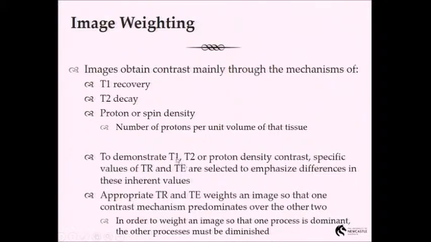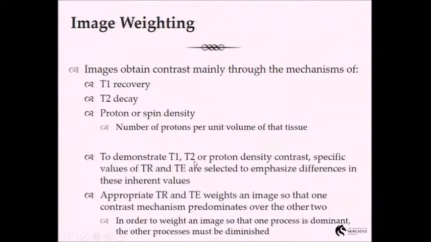So to demonstrate either T1, T2 or proton density contrast, we have specific values of TR and TE, the ones that we spoke about before. Remember I said these control the amount of T1 relaxation and the amount of T2 decay. So we're selecting specific parameters to emphasise either this mechanism or this mechanism, either T1 or T2.